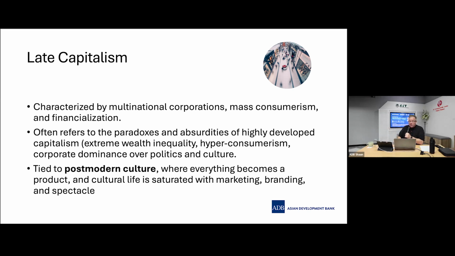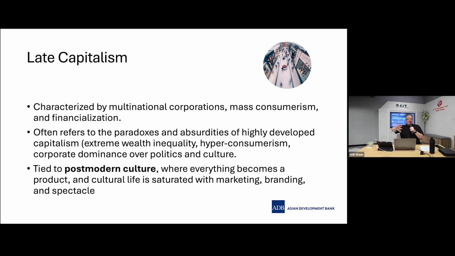hyper-consumerism, corporate dominance over politics and culture, the kinds of things that we're seeing around the world today that are quite fractious. It's also tied to the idea of postmodern culture that Jameson coined, where everything becomes a product, and cultural life is saturated with marketing, branding, and spectacle. He called it the Coca-Colaization of culture, where even our social interactions with each other via social media are commercialized in some ways. Views, hits, likes, subscribes, the kinds of things that we become familiar with over time.